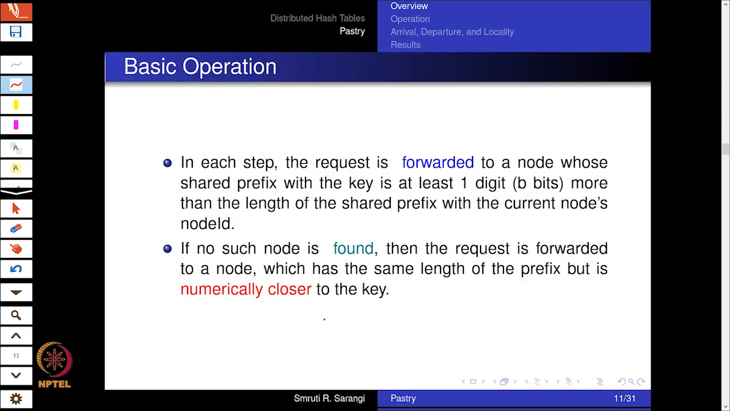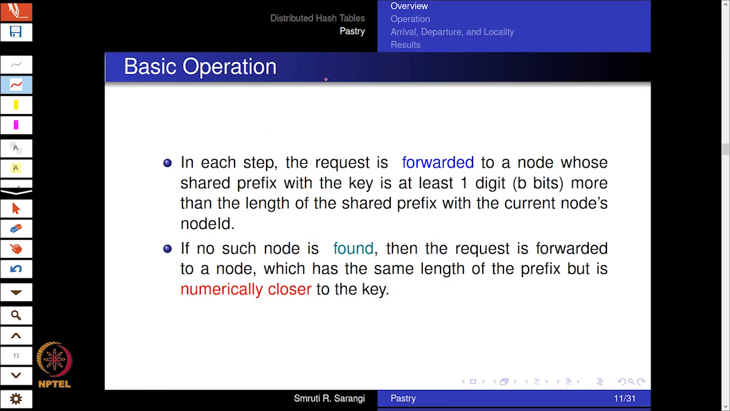So what's the basic operation? Well, the basic operation is like this: in each step, the request is forwarded to a node whose shared prefix with the key is at least 1 digit more than the length of the shared prefix with the current node's node ID. Okay, this is a very loaded statement. I would suggest that we go slow. And so you remember this, but I'll keep revisiting this quite a bit till the idea is kind of clear.